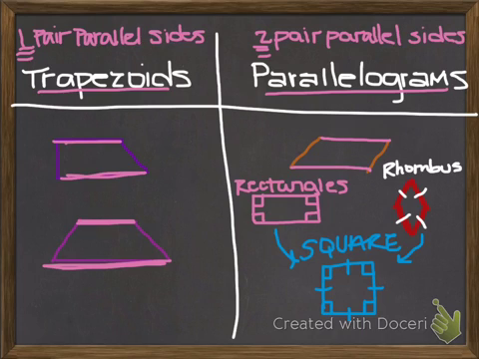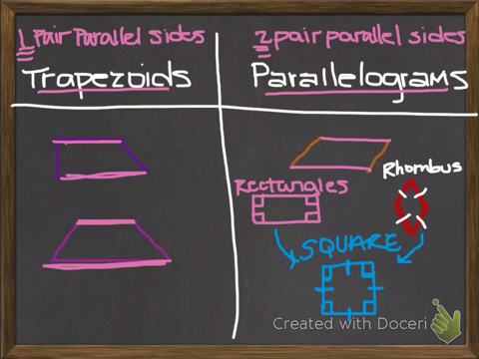What's interesting about the square is we can call it so many names. The most specific name we can come up with is to call it a square, and that means it has four right angles and four equal sides. But I can also call it a rectangle because it has four right angles. I can call it a rhombus because it has four equal sides. And of course I can call it a parallelogram because it has two pairs of parallel sides. So a square is the famous quadrilateral that can be named lots of different things.